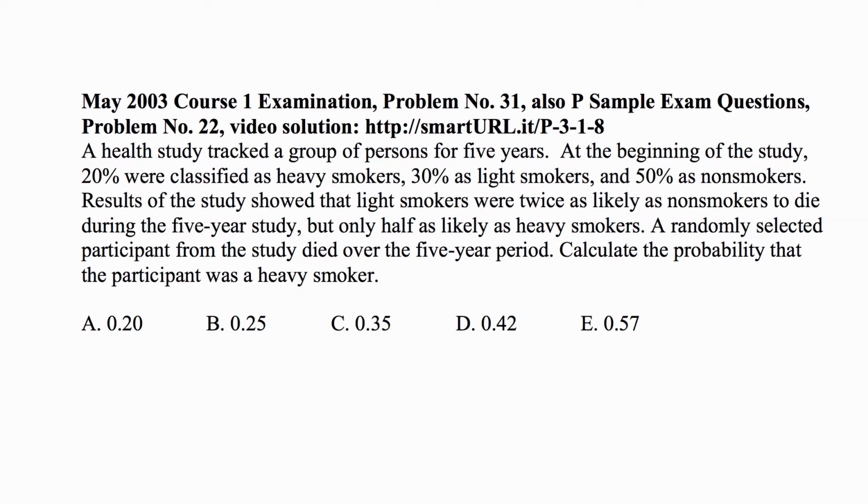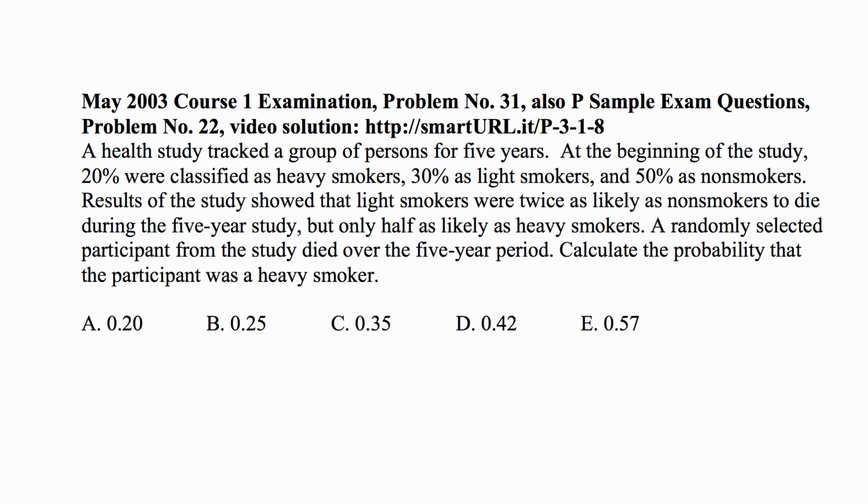So I'd like you to pay attention to one twist or one feature of this problem. You are given a comparison of probabilities: light smokers are twice as likely, so the probability of dying given that you're a light smoker is twice the probability of dying given that you're a non-smoker. And then the question asks you to find the probability that the person was a heavy smoker given that the person died. So you have the conditional probability flipped.